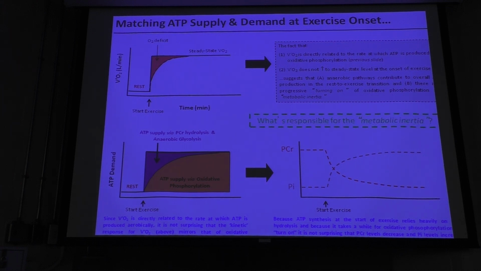So the question then becomes, what's responsible for this metabolic inertia? Why would the system be designed like this? Why wouldn't we just be able to jack up oxidative phosphorylation immediately, have no oxygen deficit, and have no muscular disturbance? Well, there needs to be apparently some signaling between these different energy pathways.